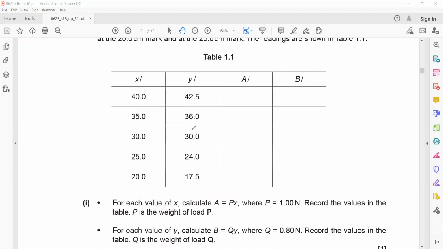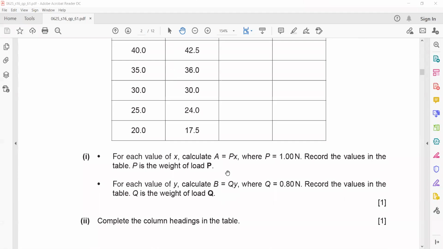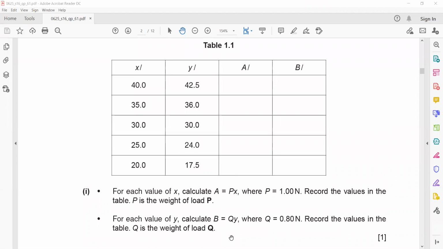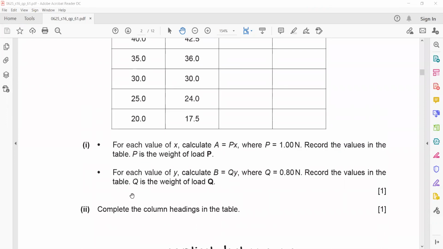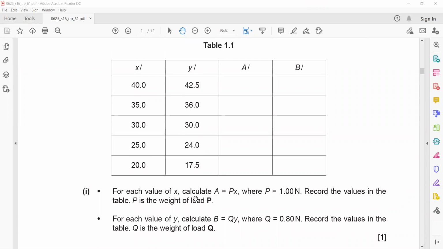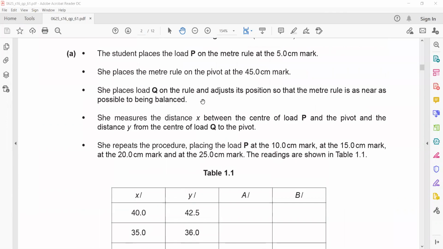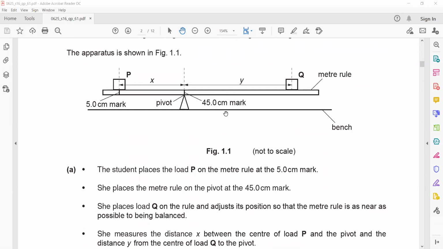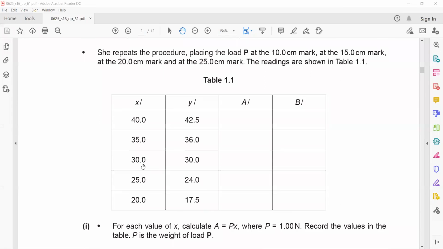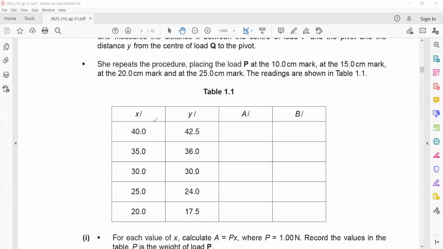Yes, Salman, you have a question? Next, complete the column heading. What is the meaning of complete the column heading? It means the quantity and the unit. The quantity is written, but what about the unit? So how to work out the unit? As you can see, this one is 45 centimeter and this is 5 centimeters, so the distance between them is 40. And what is the unit of X? X is a distance.